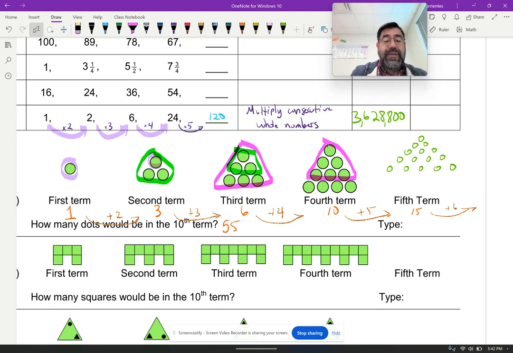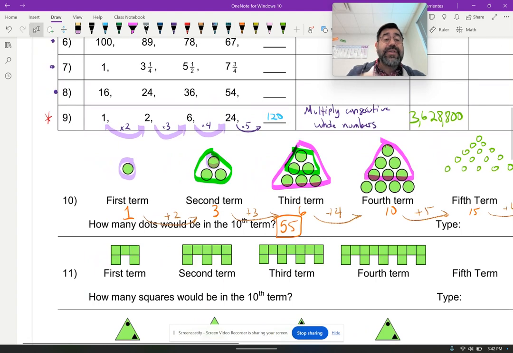create the 10th term. I'm not going to ask you to draw it. I just want to know how many dots there would have to be. And we can figure that out without drawing it because we're looking at the numbers, and the numbers follow a pattern, which is the whole idea of today's topic. It turns out these numbers, 1, 3, 6, 10, 15, and so on, are called triangular numbers.